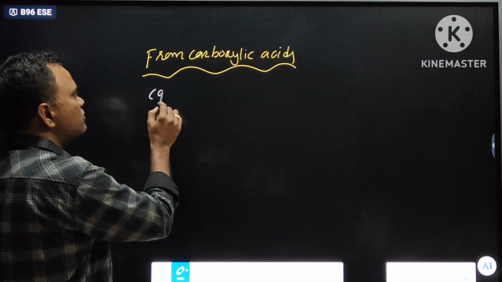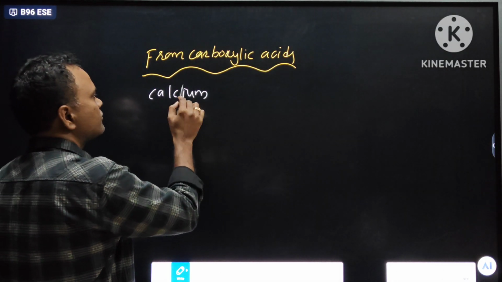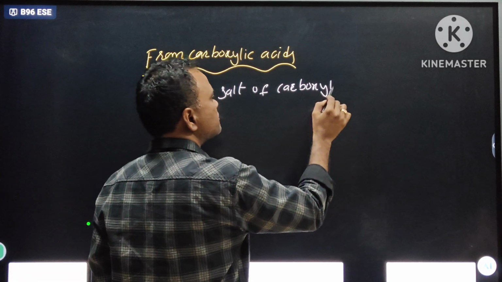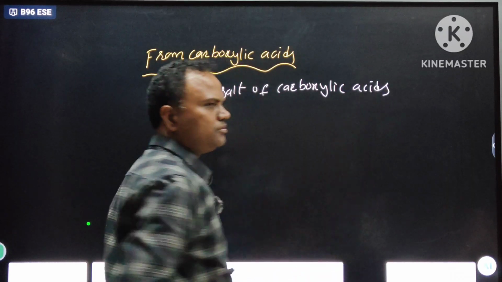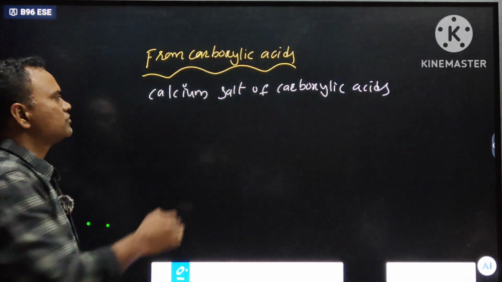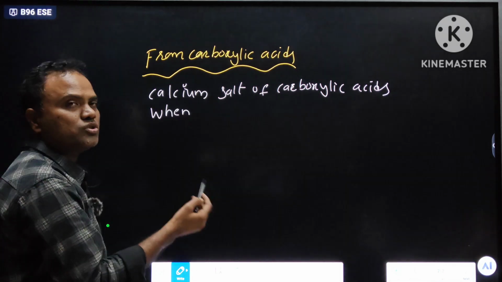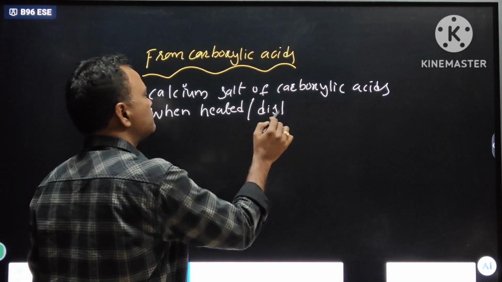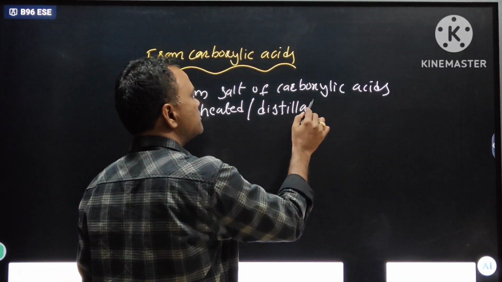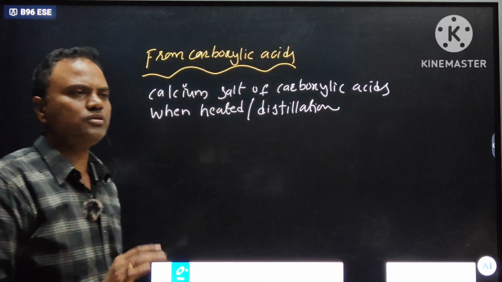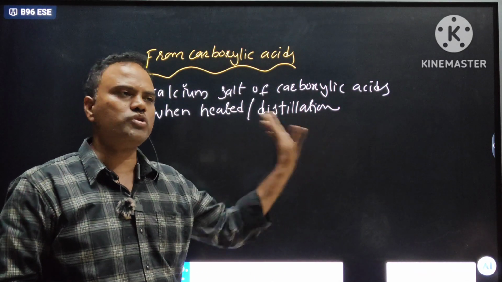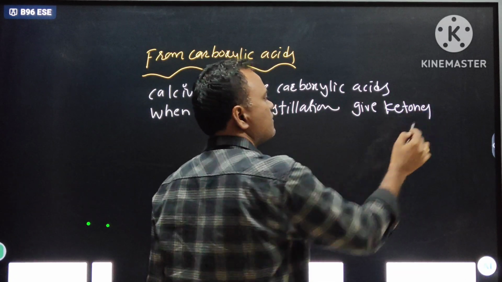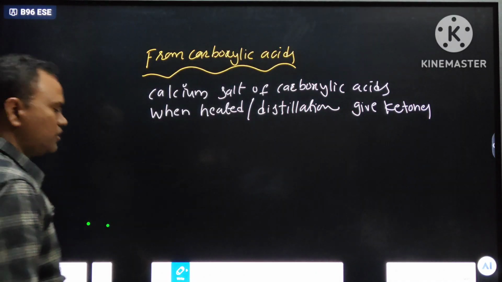First of all, calcium salt of carboxylic acids, when heated, are subjected to distillation. I am not writing the complete words. When heated, subjected to distillation, gives ketones from carboxylic acids. Okay, look at this.